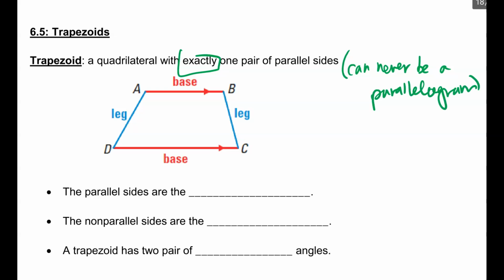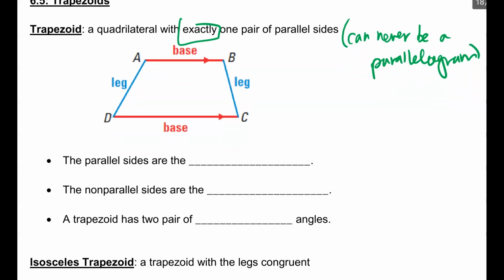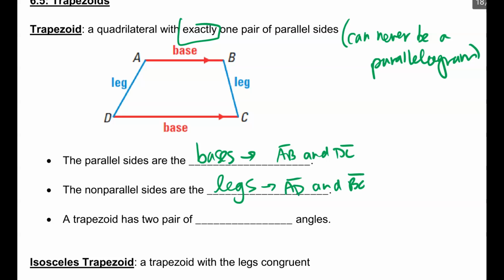So it can never be a parallelogram. So the parallel sides are the bases. Here the two bases are AB and DC in this example. These are the bases. The non-parallel sides are called the legs. And here the legs are AD and BC.